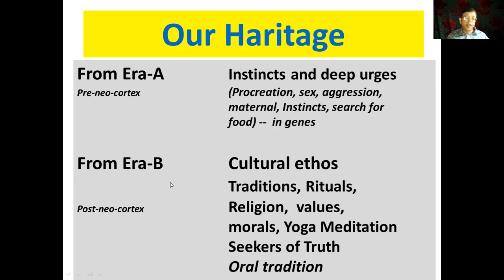Then era B, after language developed, which we call post-neocortical, when the neocortex had developed to the present level. We have a huge neocortex, which allows us to refine our language and our thoughts. This was the time when the cultural ethos of India developed: our traditions, rituals, religion, values, morals, yoga and meditation, the whole tradition of seekers of truth, and oral tradition. All this happened in the next phase, era B, and that is roughly up to the time when modern science started to develop.